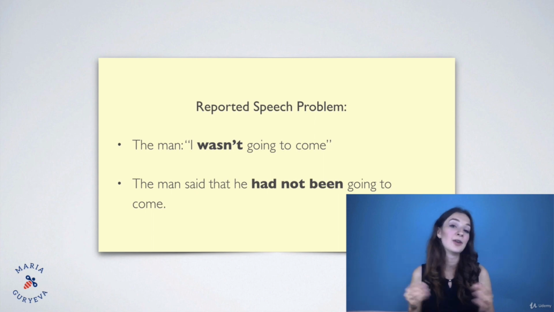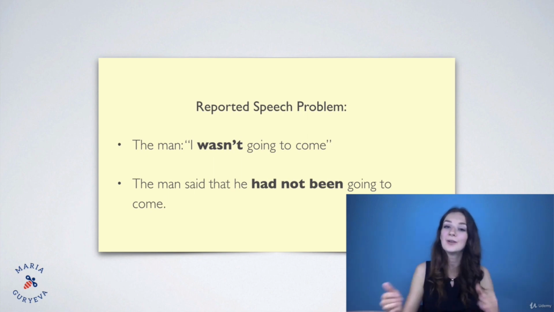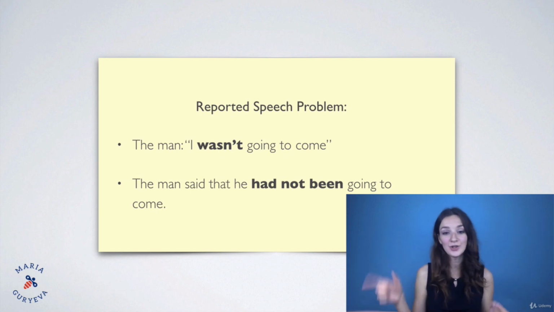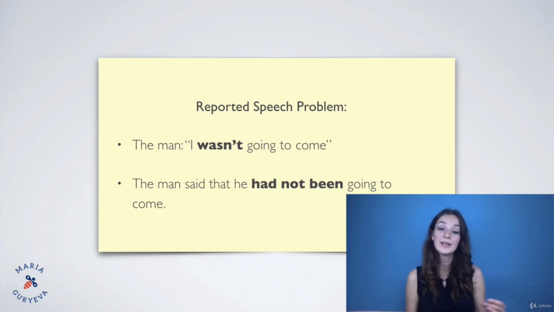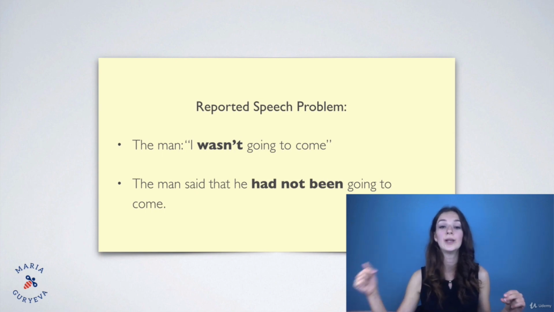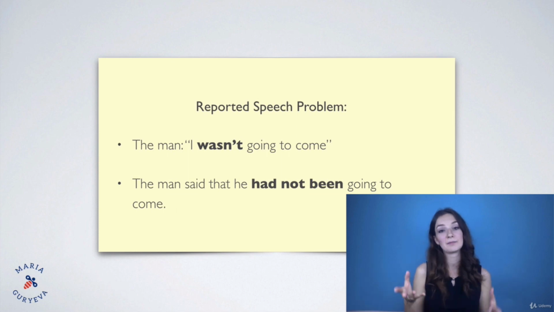So since you have such little focus, it's natural for you to make a lot of mistakes. It's natural to just forget about making all the verbs older and then say it just like you wrote them down, just like you listened to them. So it's very easy to make a lot of mistakes. In the case of this phrase, the original phrase was "I wasn't going to come," and the way you should say it, if you say the man said, is the man said that he had not been going to come.